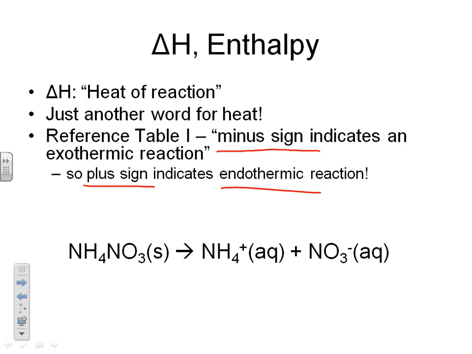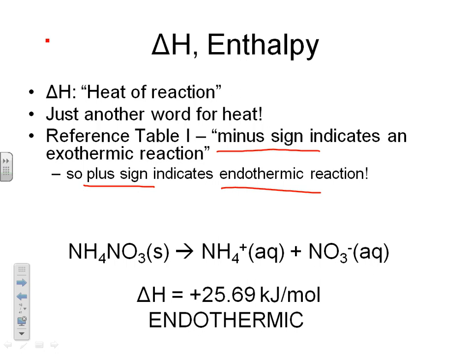As an example, have a look at this reaction. Find it on table I. NH4NO3 goes to NH4 plus NO3 minus. See if you can find that. When you do find it, I want you to pay attention to the delta H value and its sign. So the delta H value is positive 25.69 kilojoules per mole. That means that if you have 1 mole of NH4NO3 solid and it reacts via this equation, then 25.69 kilojoules will have been exchanged. And that positive sign means that this reaction is endothermic.